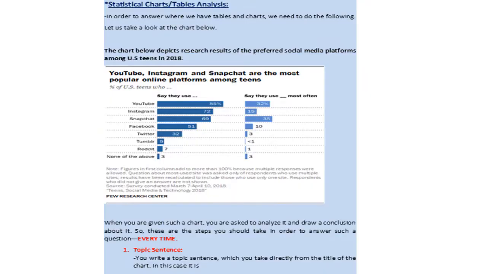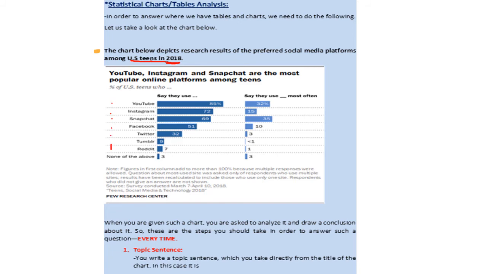Moving on. Statistics and chart analysis. In order to answer questions where we have tables and charts, we need to do the following. Let's take a look at the chart here. The chart below, first of all, you need to read this very well. The chart below depicts research results of the preferred social media platforms among US teens in 2018. YouTube, Instagram, Snapchat, okay, etc. There they are. This is a bar graph with percentages.